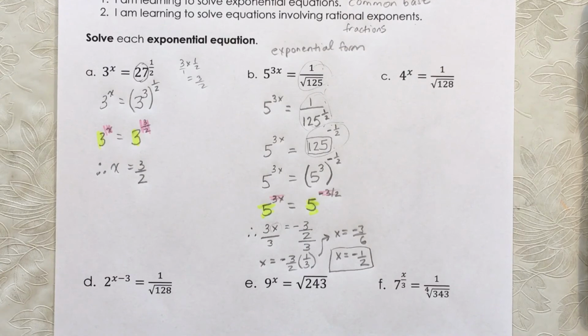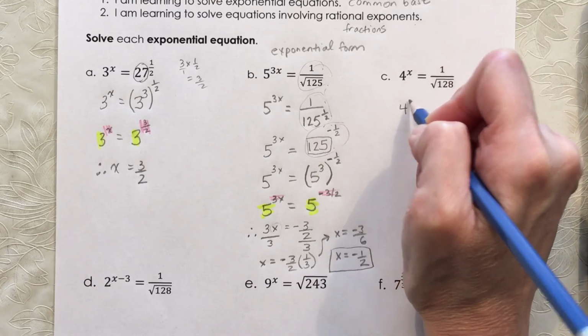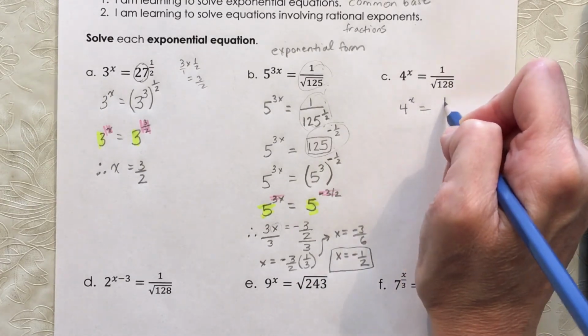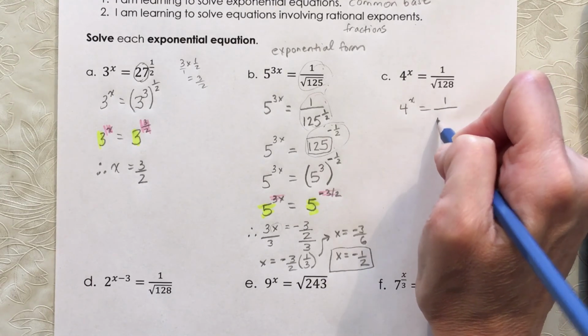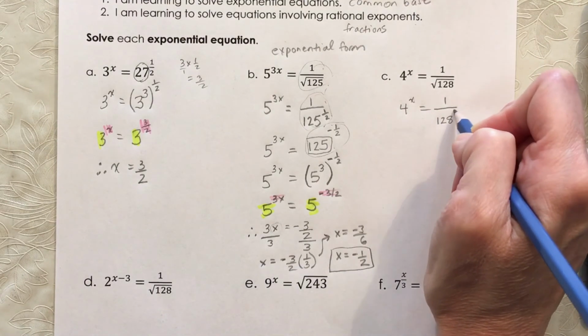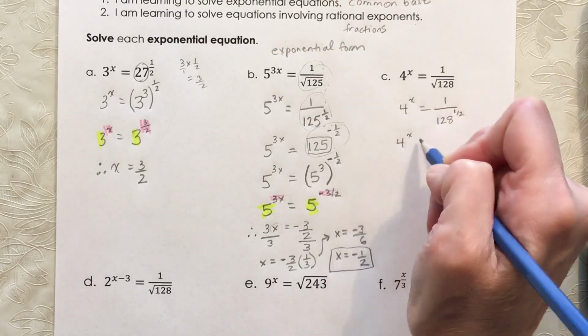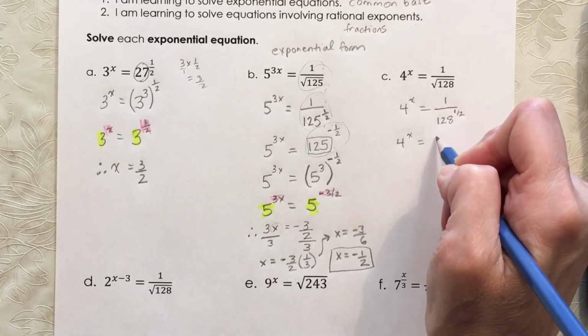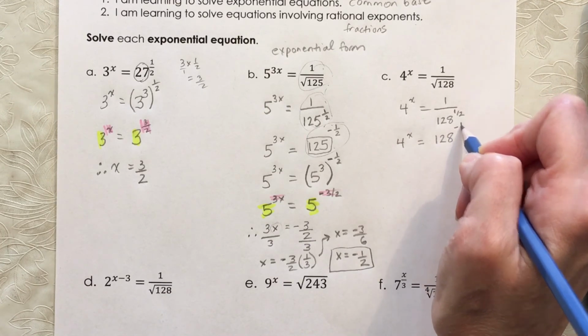Okay, C, 4 to the x is equal to 1 over the square root of 128. So again, following the system here, we would rather write the square root of 128 as 128 to the exponent 1/2. Now we want to bring that up to the numerator. So we would write it as 128 to the negative 1/2.